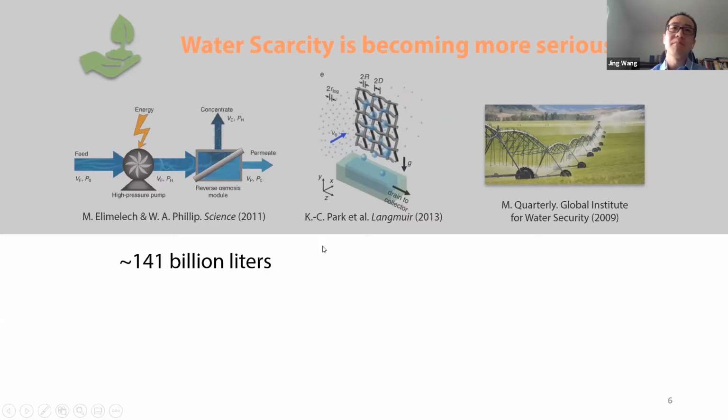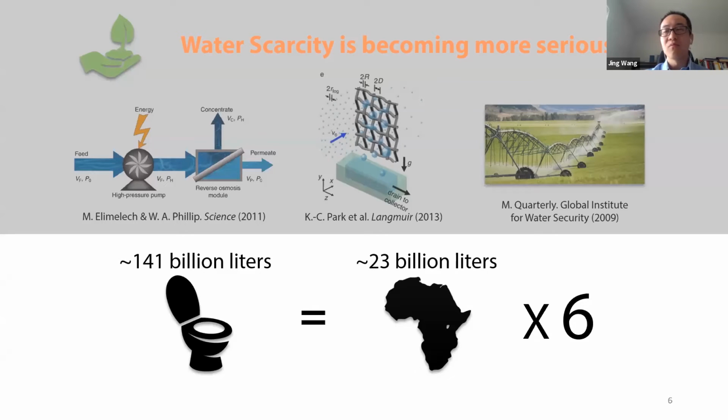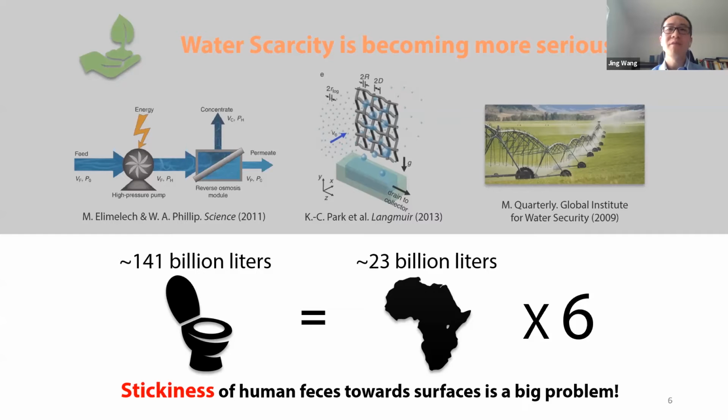141 billion liters of fresh water is flushed down our toilets globally every day. 23 billion liters of fresh water is enough to support the entire African population. So we flush down our toilets water that is sufficient to support the entire population of Africa for 6 days. So why do we spend a lot of water to clean our toilet bowl? Because of the stickiness of human feces to almost all surfaces. This is a big problem.